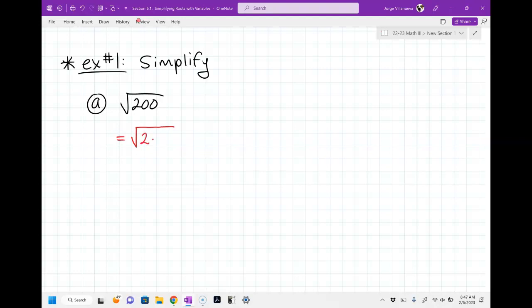Two times 100, right? Does 2 have a square root? You can look at that list. Is there a square root of 2? No. Is there a square root of 100? Yeah, what's the square root of 100? 10. So this gets to come out as a 10 square root of 2. And there you go. That one's done.